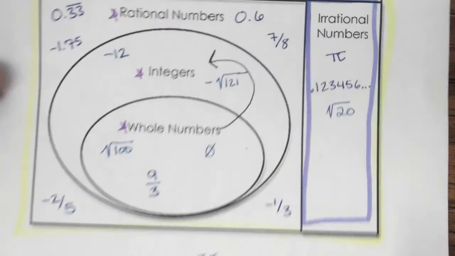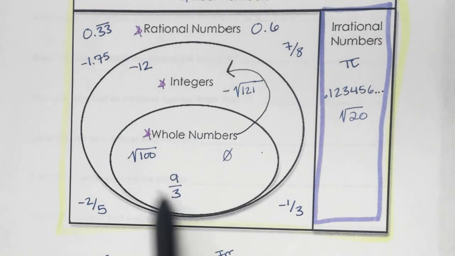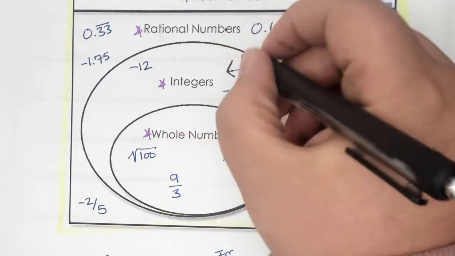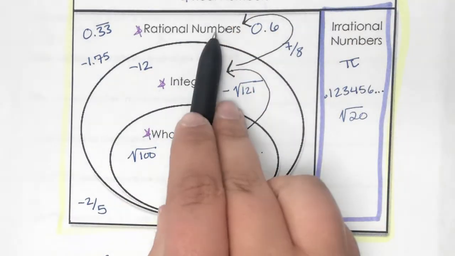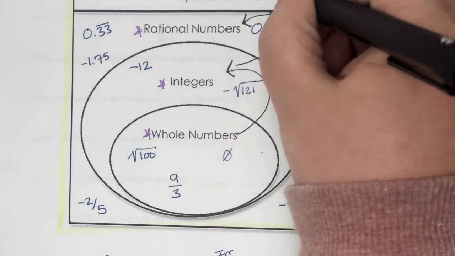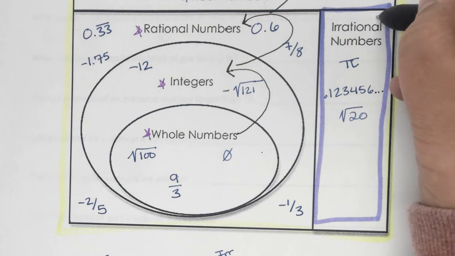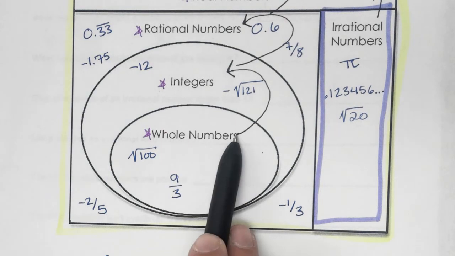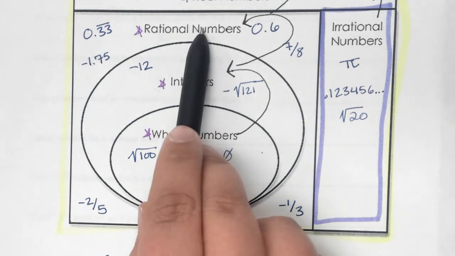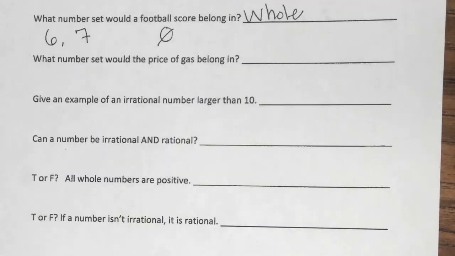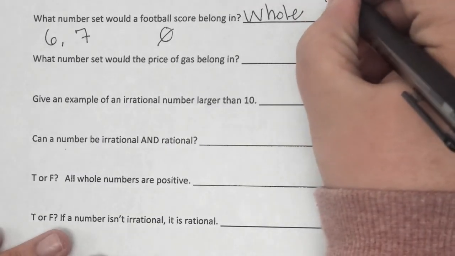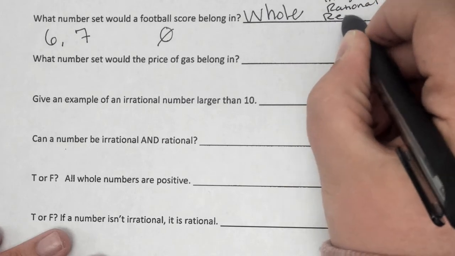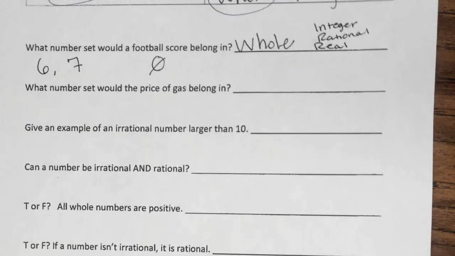But what else can I call a whole number? The whole number circle is inside of the integers, so whole numbers are also integers. The integer circle is inside of the rational number circle, so integers are also rational. And rational numbers are all real. Irrational numbers, just for reference, are also real. So even though we're classifying football scores as whole numbers, we also are going to include integer, rational numbers, and real numbers in our answer. I'm going to say integer, rational, and real. Oop, you guys can't see that.